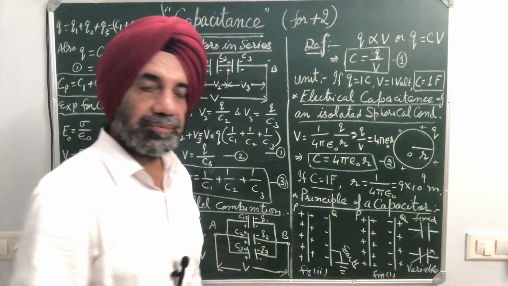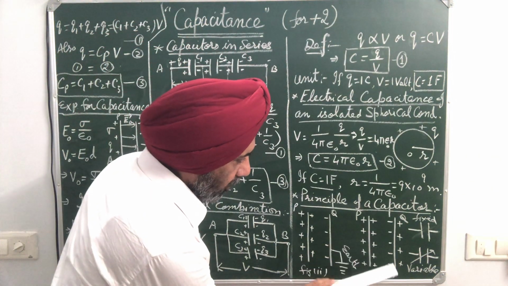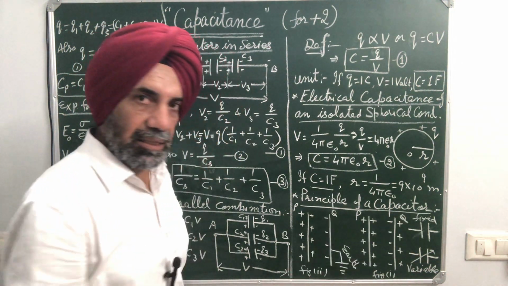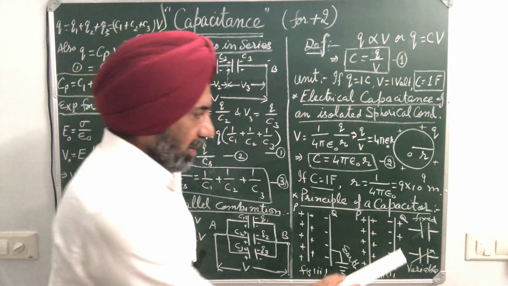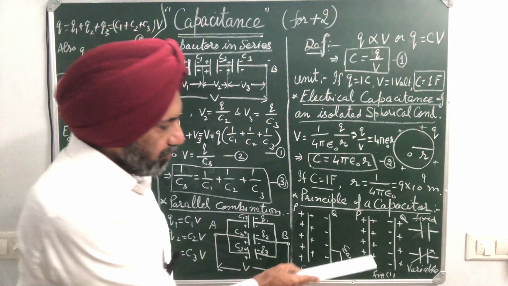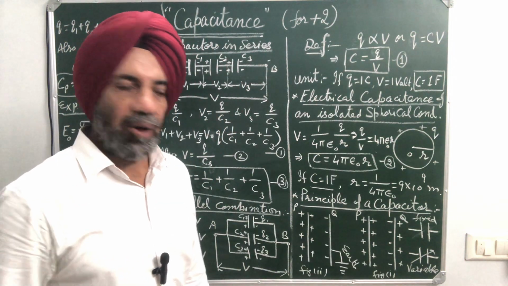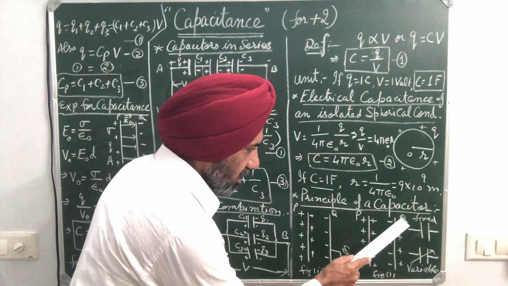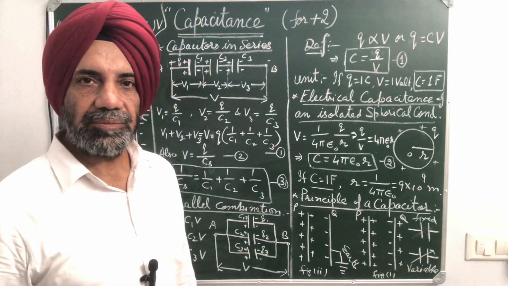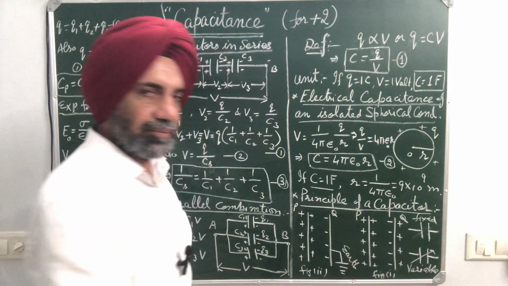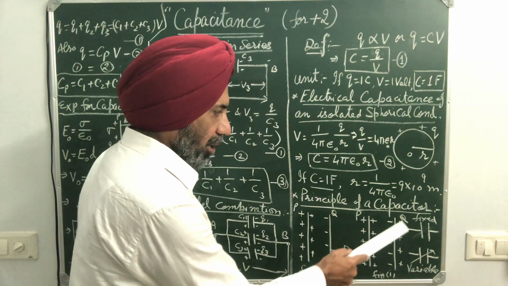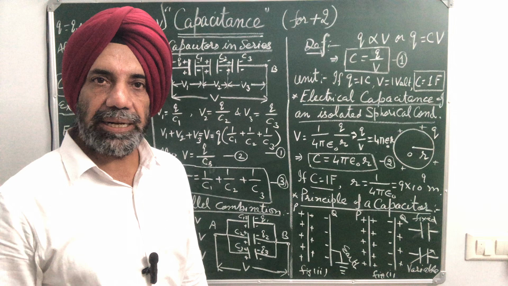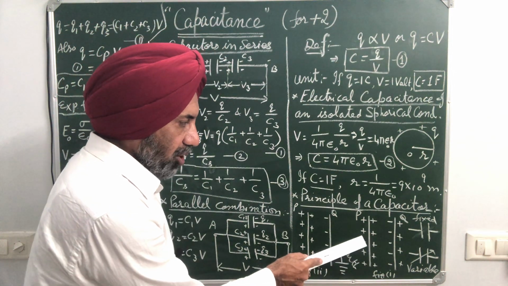Then due to induction, the inner surface of the plate Q, which was initially uncharged, changes. Plate P is positively charged, and plate Q is initially uncharged. When plate Q is brought close to plate P, the inner surface of plate Q acquires negative charge by induction and the outer surface acquires positive charge. The total charge on the plate remains 0, but the inner surface becomes negative and the outer surface becomes positive. Now, what will happen? The negative charge of plate Q will tend to decrease the potential of plate P.